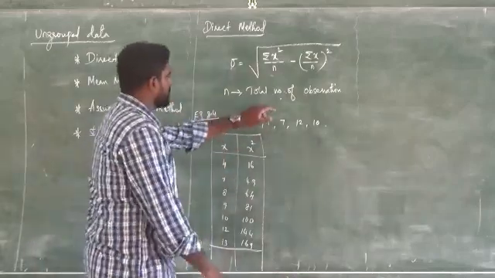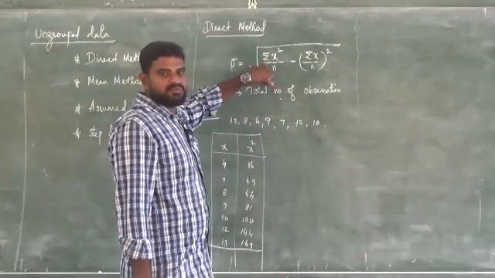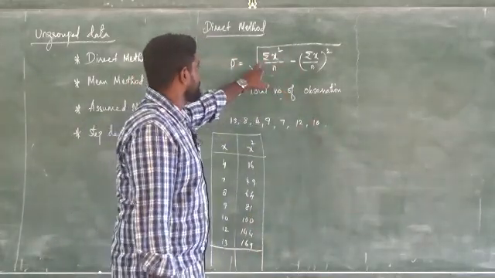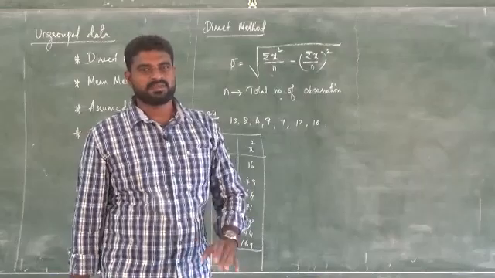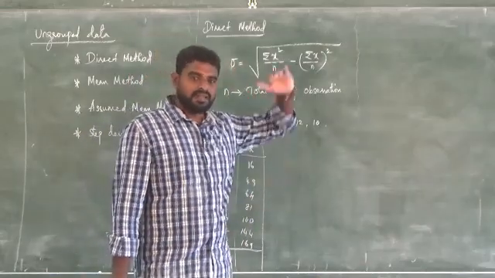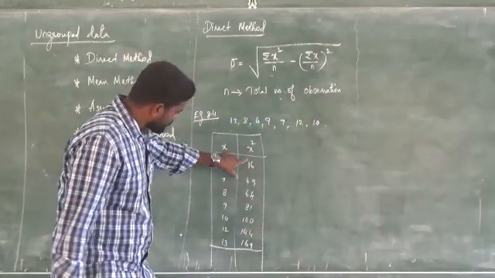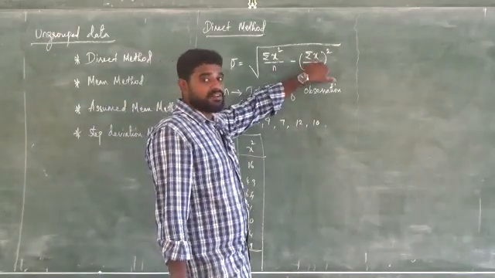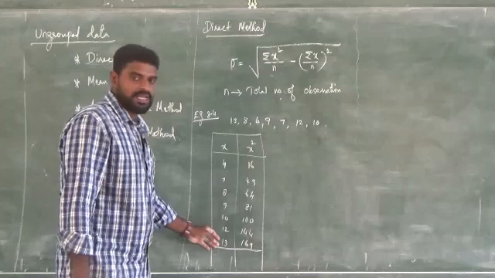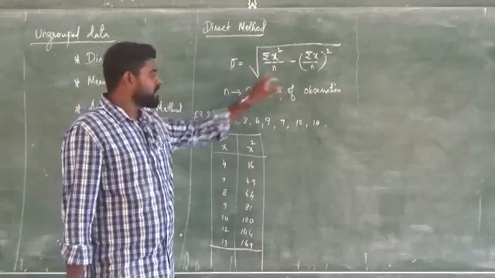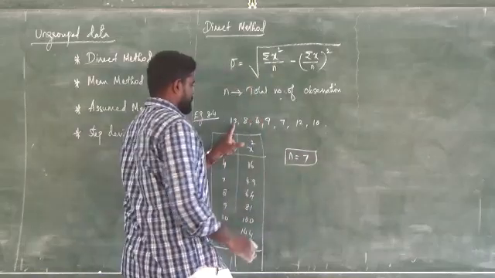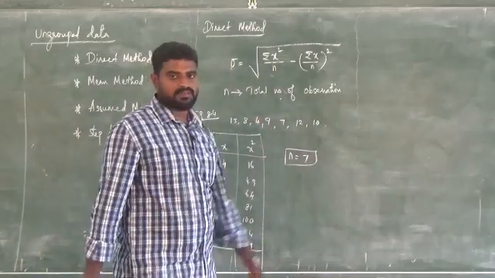In the formula there is a summation symbol. What is meant by summation? Sum of all the values. So what is meant by summation x square? The sum of all the x square values, so we need to add all of them. Then summation x is the sum of all the x values. Then the whole is divided by n. We know very well here n is equal to 7: 1, 2, 3, 4, 5, 6, 7. Yes, n is equal to 7.